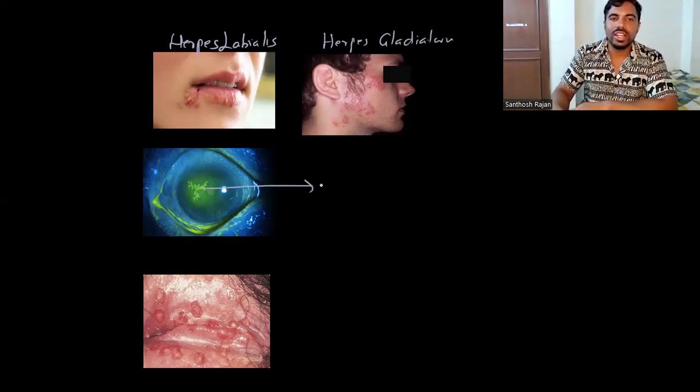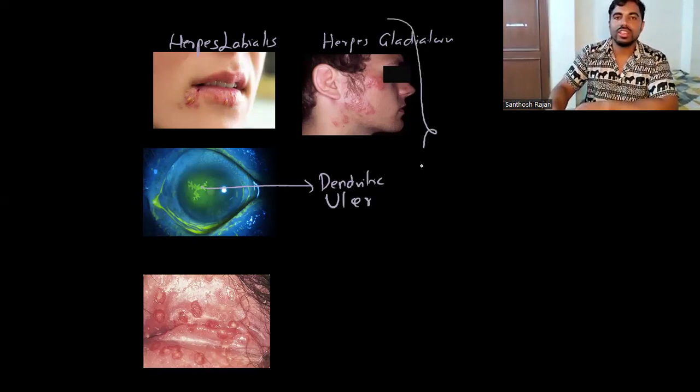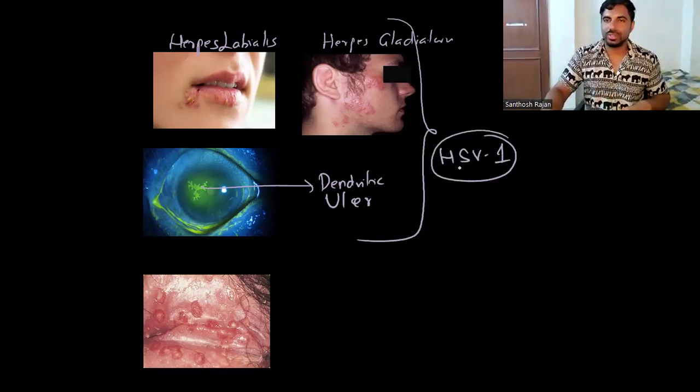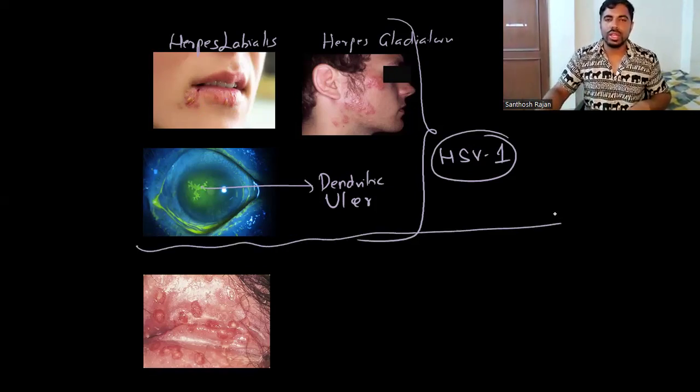This is a dendritic ulcer. You can see dendritic or geographic ulcer, you call it dendritic ulcer. Okay, ulcer. So these all are characteristic for which one? Your herpes simplex virus 1. And I'm not going to talk about that. It causes temporal lobe encephalitis and all. That we have discussed already so much.